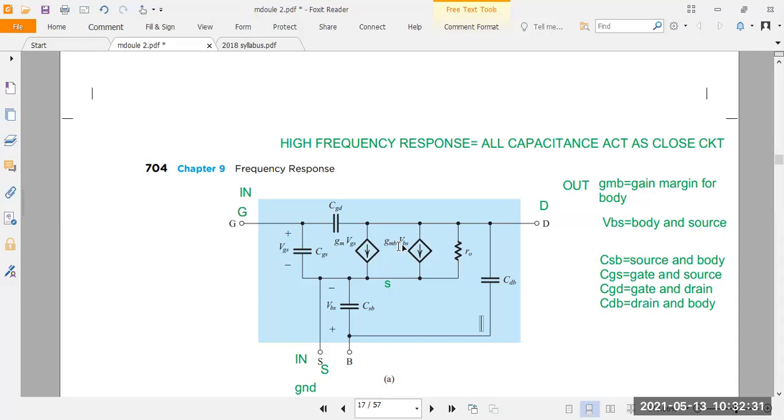CSB means source to body. CGS means gate to source capacitance. CGD means gate to drain capacitance. CDB means drain to body connection, through the capacitance. So this is for the high frequency model.